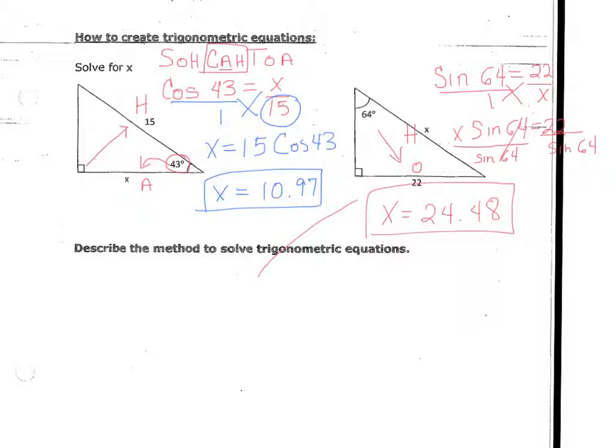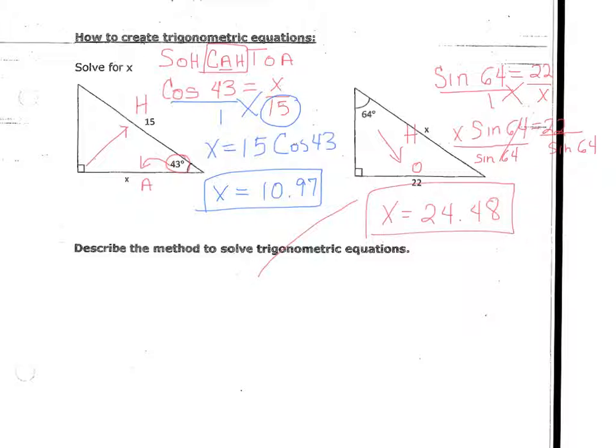If you follow, first label your triangle, that's step number one. Once you label it, the letters that appear are the letters that you need to look for in SOHCAHTOA. So if you have A and H, you're going to be using cosine. If you have O and H, then you're going to be using sine.